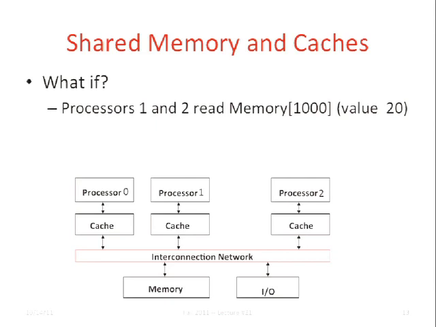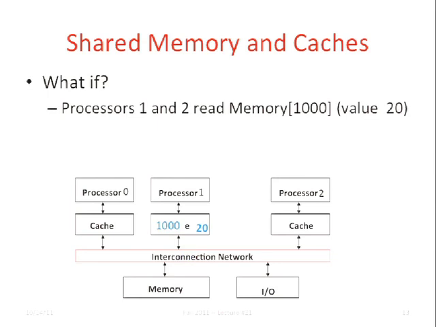Let's say processor 1 and processor 2 want to read the value at memory location 1000. So processor 1 says, go load the value at 1000. That's a cache miss. So I go out on the interconnect, pull the thing back from memory, and it's 20. That comes back through the interconnection network, and then I cache it.